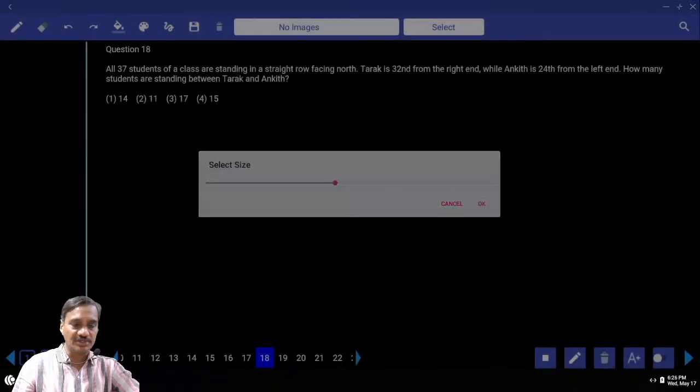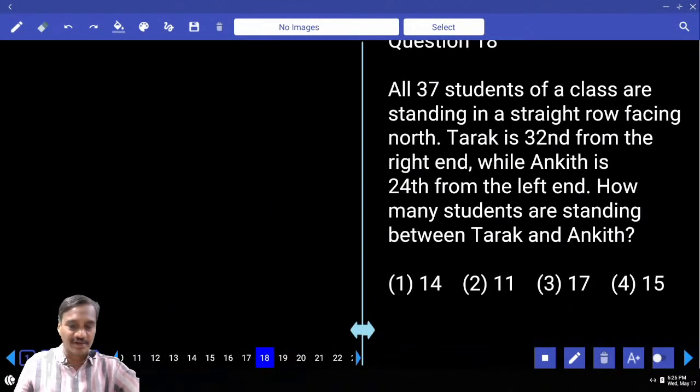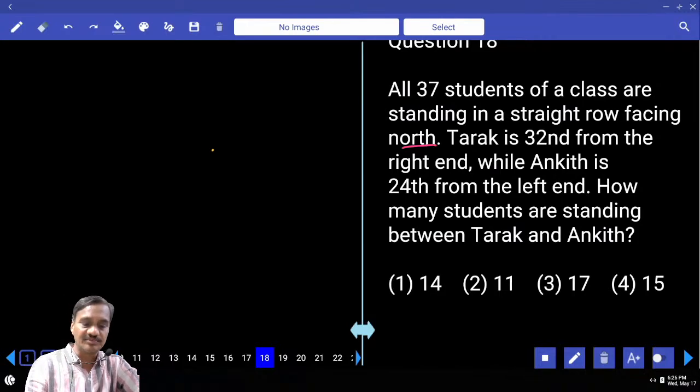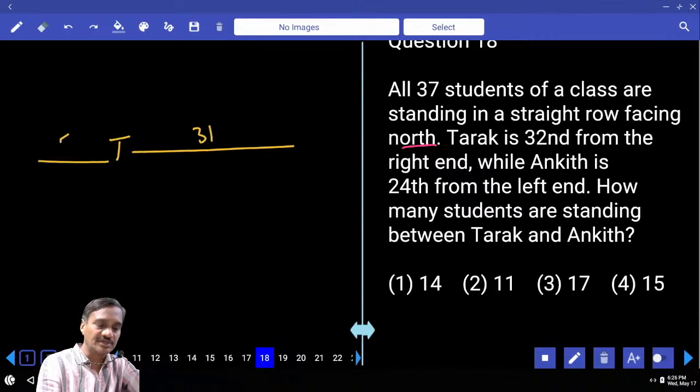All 37 students of a class are standing in a straight line, facing towards north. Tarak is 13th from the right hand. Now out of these 37, this Tarak is 32nd from the right hand. 31 plus 1, 32 plus 5, 37.